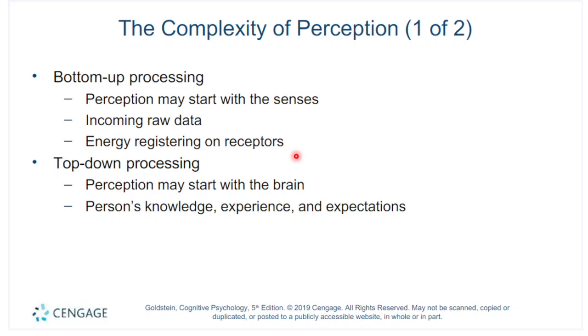smell mo, narinig mo. And then, top-down processing, ayan, perception may start with the brain and it usually includes the person's knowledge, experience, and expectations. So, yun, katulad nga nun sa dichotic experiment, if you're learning Korean, you might have a difficult time really deciphering ano ba yung narinig mo kaysa dun sa taong hindi nag-aaral ng Korean.